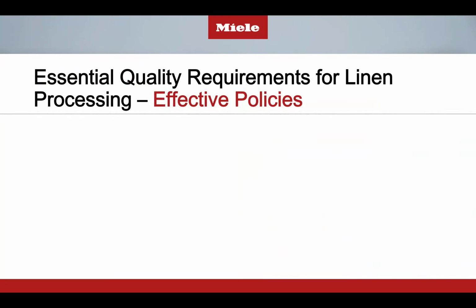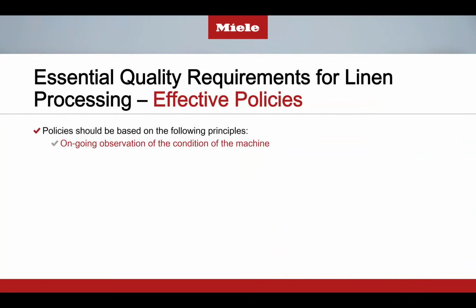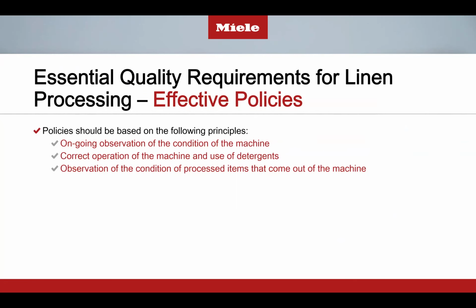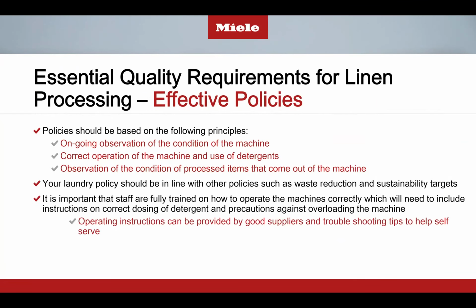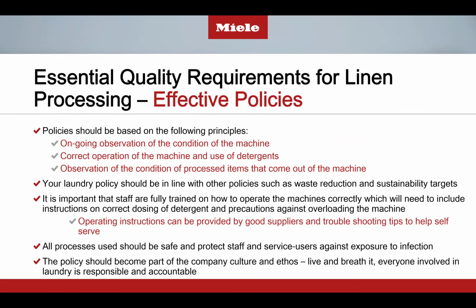There are essential quality requirements for linen processing that need to be observed by all residential homes. The first is to have an effective policy that staff can refer to easily, that can be easily digested and remembered. An effective policy should become part of the company ethos and be reflected in everyday working practices. Policies will need to take into account regular observation of the condition of the washing machine, correct operation of the washing machine according to the manufacturer's instructions, and also the correct use of detergents.